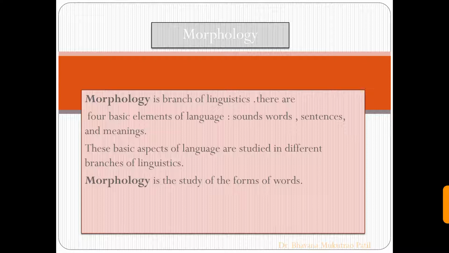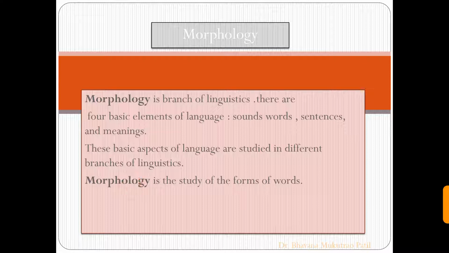When we study language, there are four basic elements of language: sounds, words, sentences and meanings. These basic aspects of language are studied in different branches of linguistics. We have just seen phonetics, where we study human speech sounds. In morphology, we study the form of words.